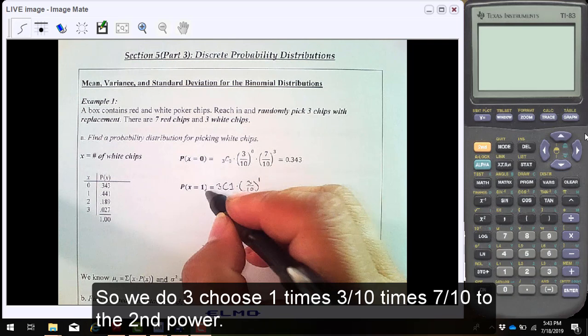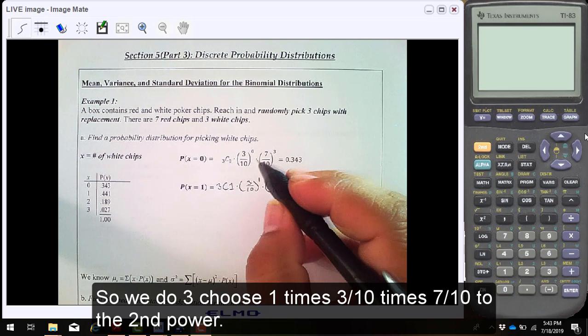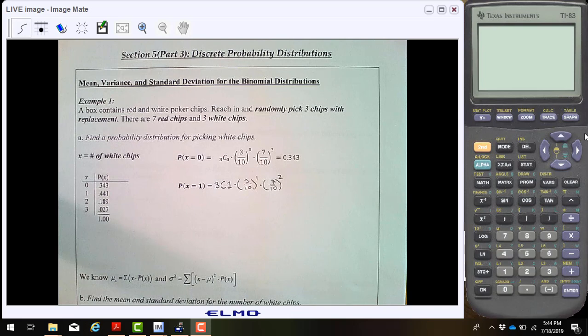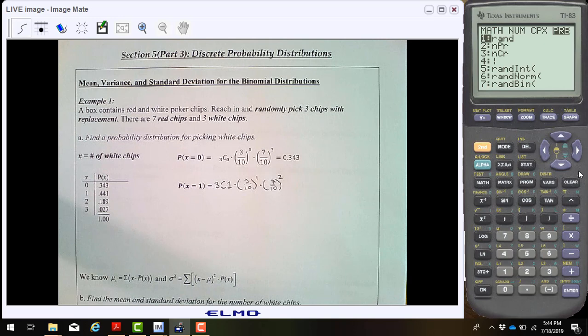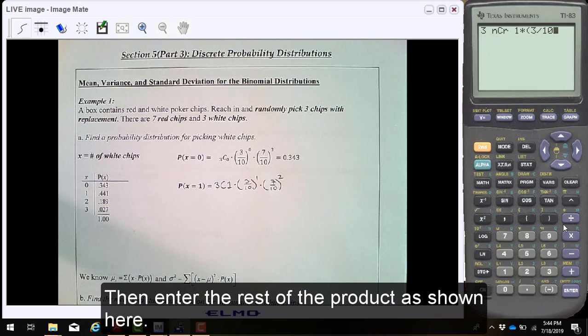So we do 3 choose 1, 3 tenths times 7 tenths to the second power. Using the calculator, hit the math button and go to PRB section and nCr option. Then enter the rest of the product as shown here.